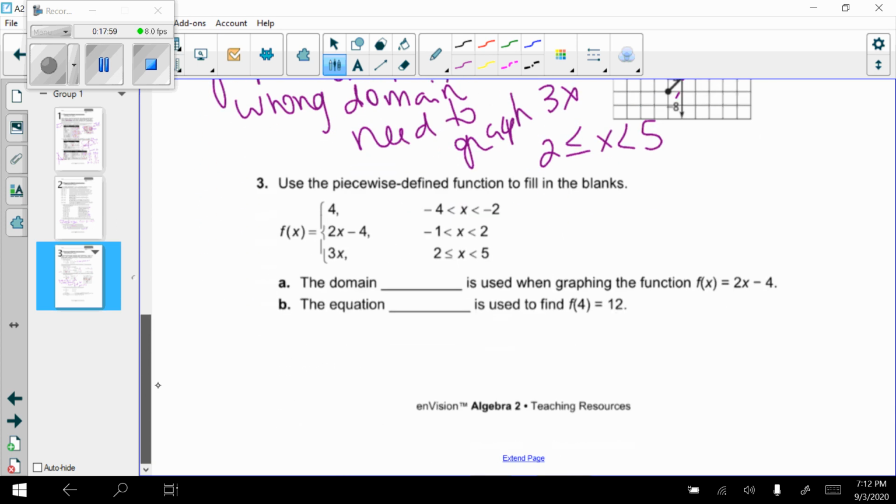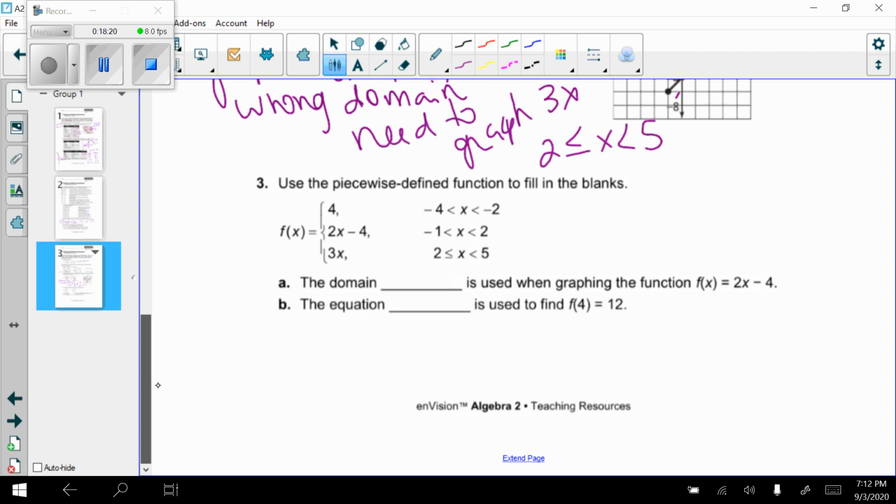All right, last one. They give us, use the piecewise defined function to fill in the blanks. So here's what they give to me. F of x equals 4, so that's a horizontal line, when x is between negative 4 and negative 2, not included. 2x minus 4 when x is between negative 1 and 2, again, not included. 3x when x is between negative 2 and 5, negative 2 is the only number included.